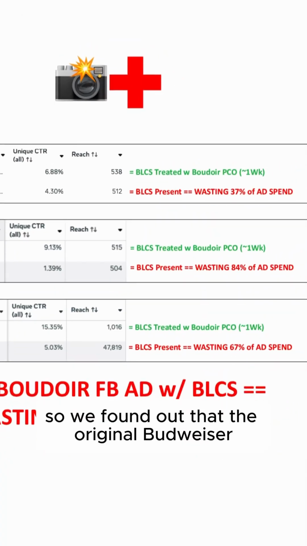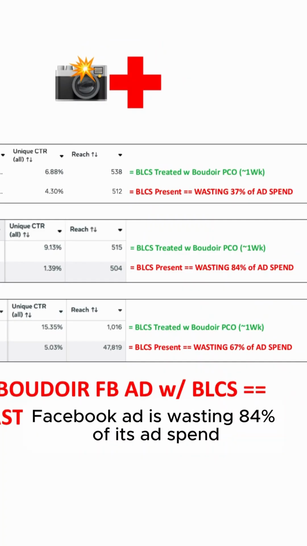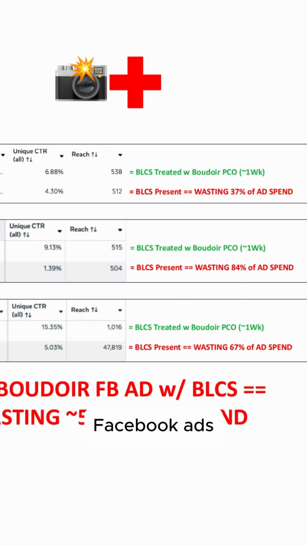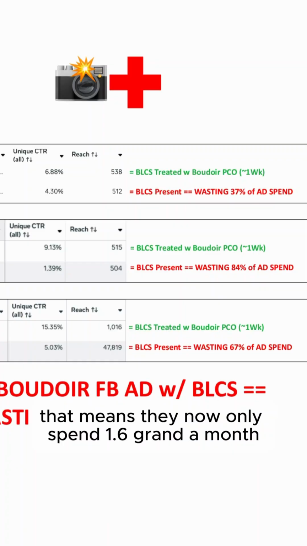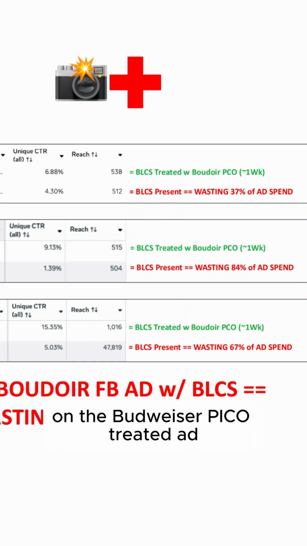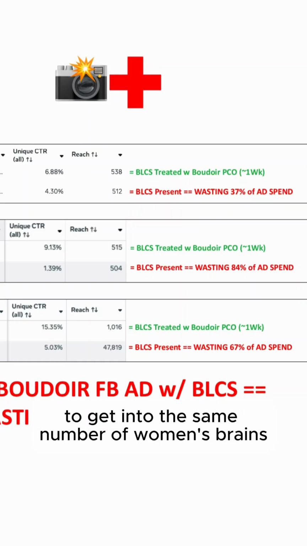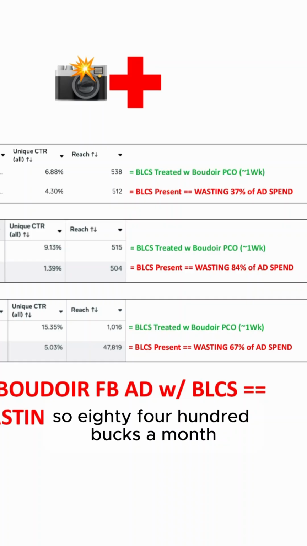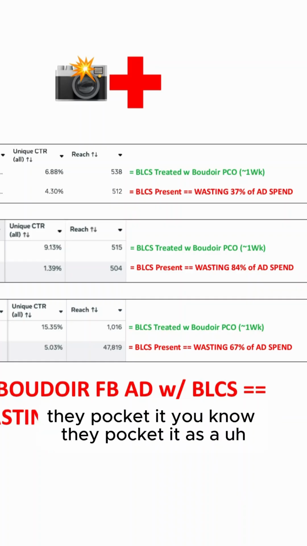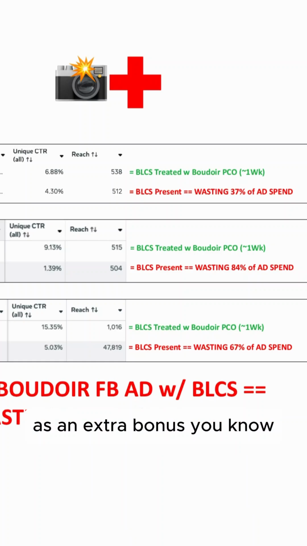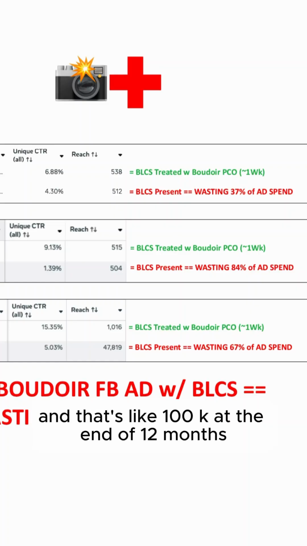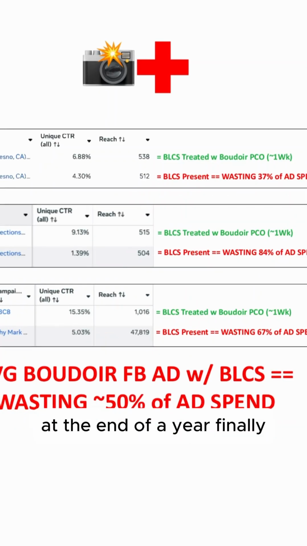So we found out that the original Boudoir Facebook ad is wasting 84% of its ad spend. So if they were spending 10 grand a month on Boudoir Facebook ads, that means they now only need to spend 1.6 grand a month on the Boudoir Pico treated ad to get into the same number of women's brains. That's the power of Boudoir Pico. So 8,400 bucks a month, they don't even have to spend it anymore. They pocket it as an extra bonus, a phantom bonus, because it's not being spent. And that's like 100K at the end of 12 months, at the end of a year.